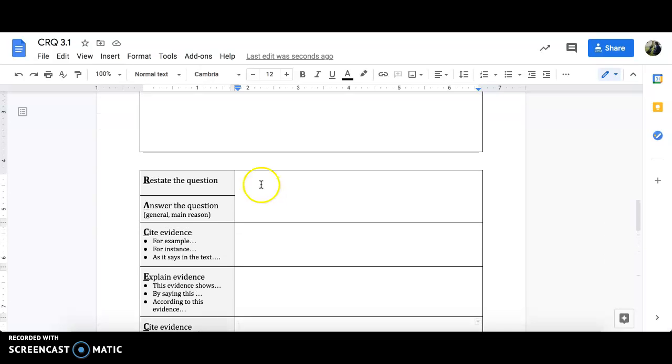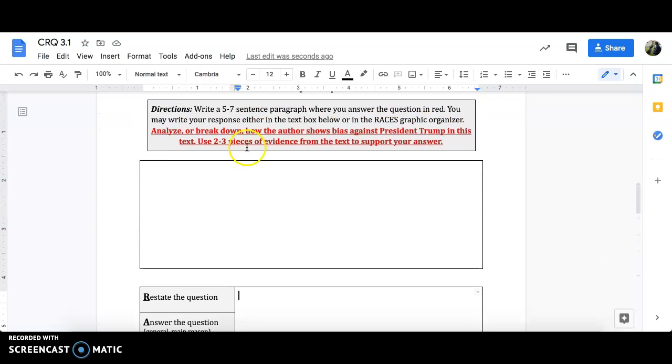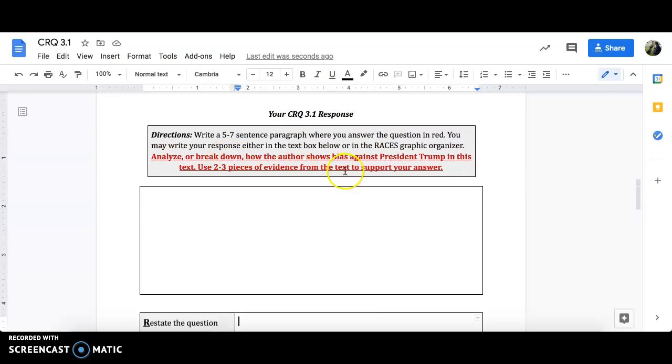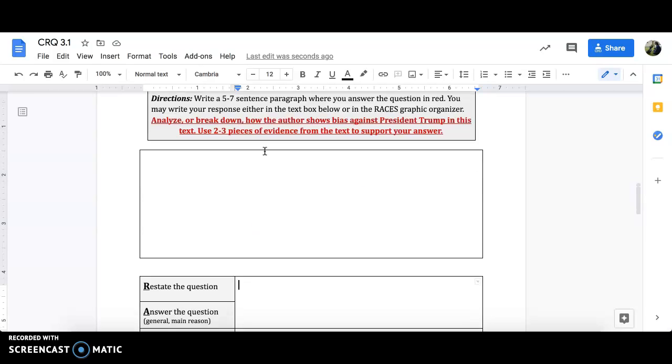Okay, so remember, first you want to tag or restate that question. If this is our main question, we take out the question word how, and then we usually add by or because at the end. So we would say the author shows bias against President Trump in the text by blank. Okay, that's what you need to answer here. How does he show bias? Where do you see examples? What is he saying against Trump and what is he saying in favor of Biden?